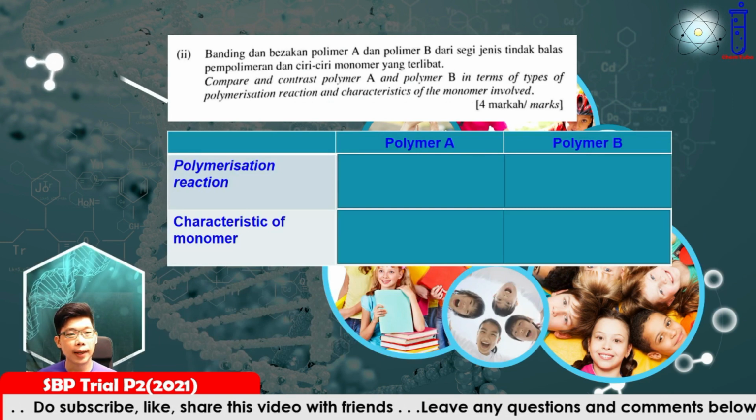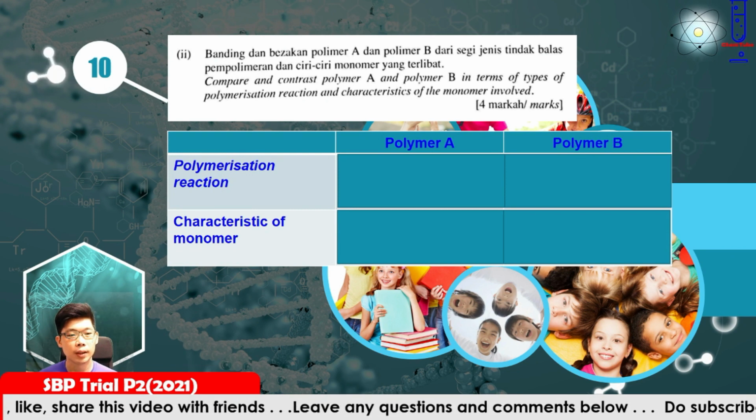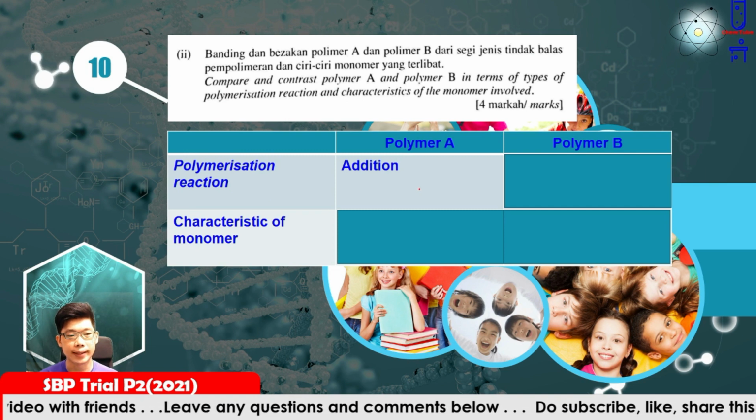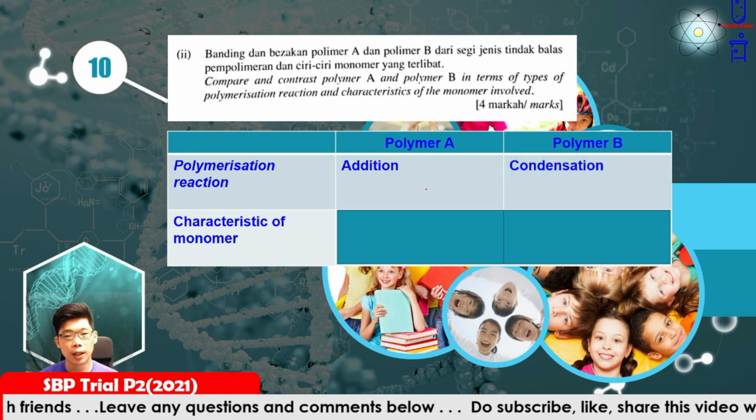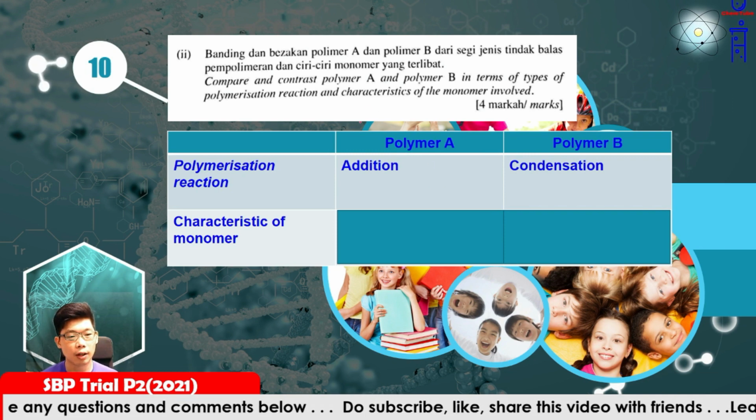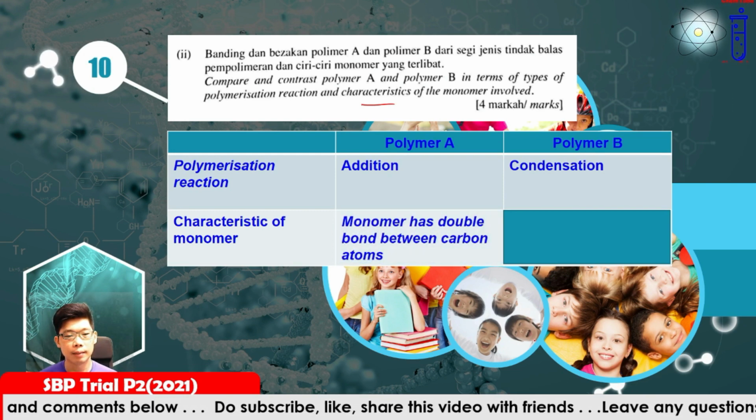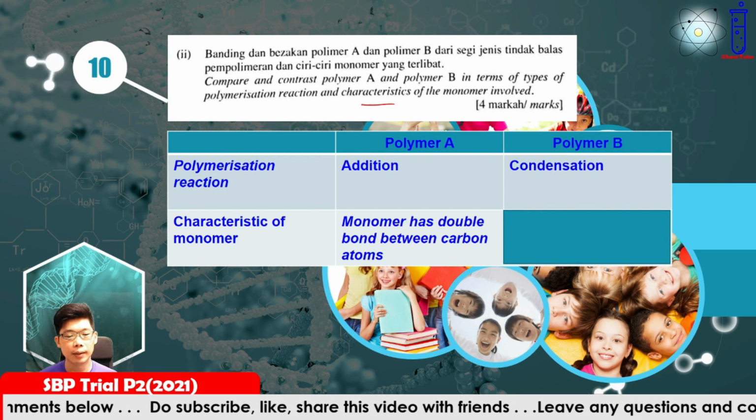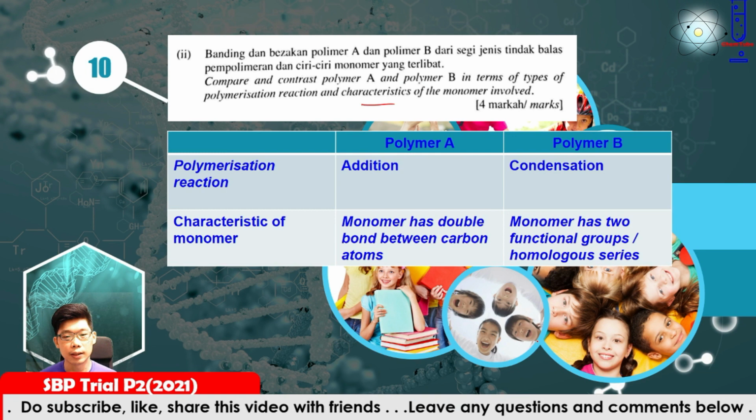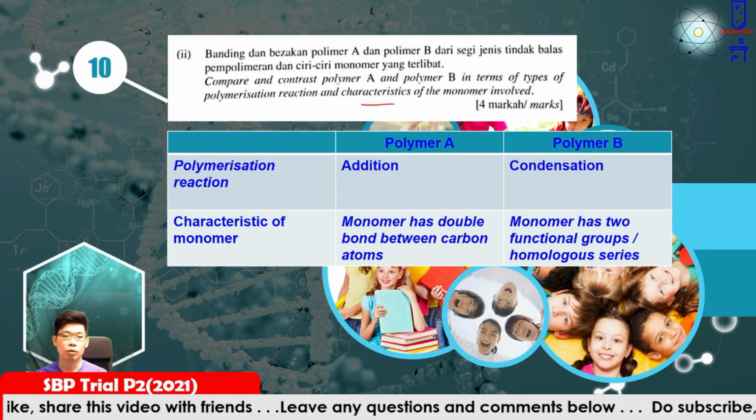Now compare and contrast polymer A and B in terms of type of polymerization reaction. The polymerization reaction for polymer A should be addition polymerization, while polymer B will be condensation polymerization. Next, compare the characteristics of the monomer. For polymer A, the monomer has a double bond between the carbon atoms. Meanwhile, polymer B has 2 functional groups, or 2 homologous series actually, to form a polymer.